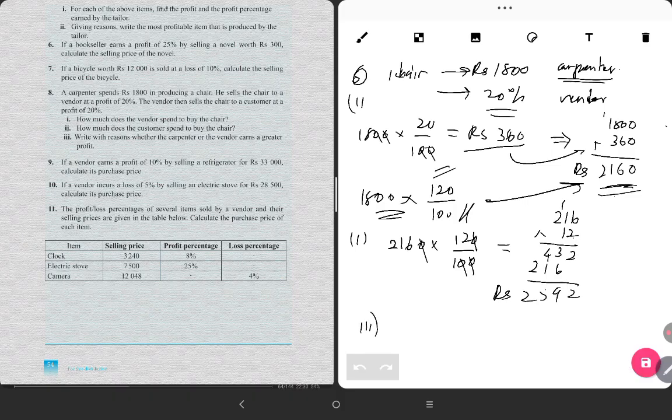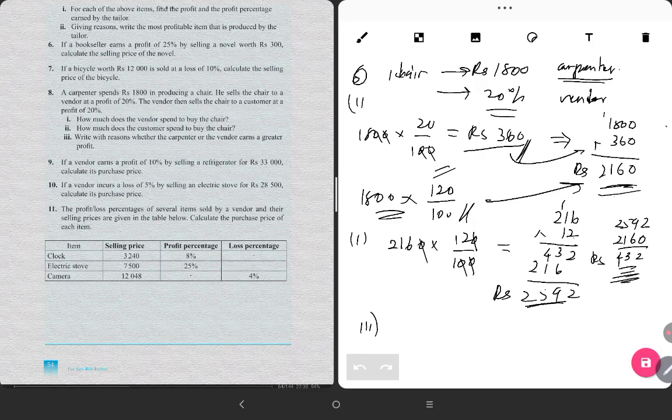Both earn the same profit. I know the question is about who earns the greatest profit, right? So the profit he makes is 2592, then you minus this value. Then 9 minus 6 is 3, 432. He's making a 432 rupee profit.